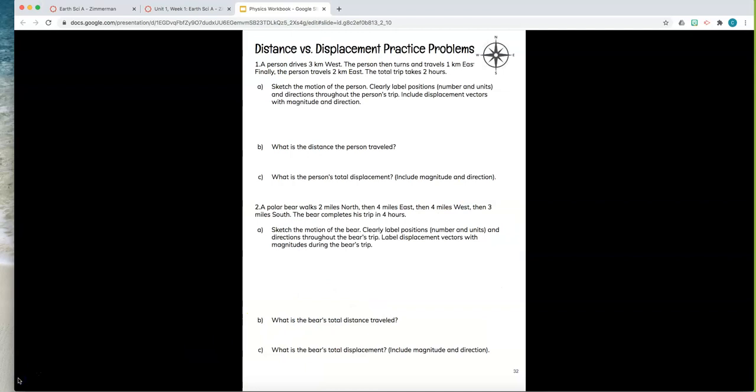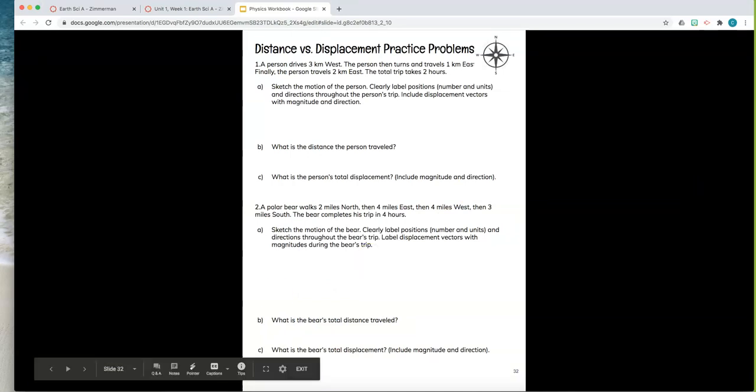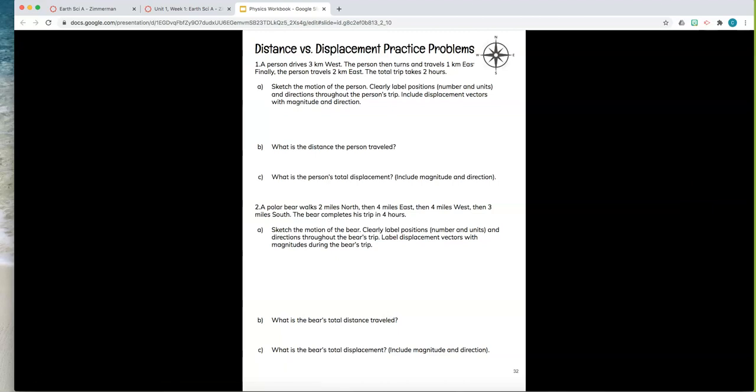On page 32, we're going to start at the top. A person drives 3 kilometers west. The person then turns and travels 1 kilometer east. Finally, the person travels 2 kilometers east, and the total trip takes 2 hours. So we're going to sketch that out. So it is going to look like 3 kilometers west, which is going to be to the left. Okay, and then label it. So this is exactly what it should look like on your paper.